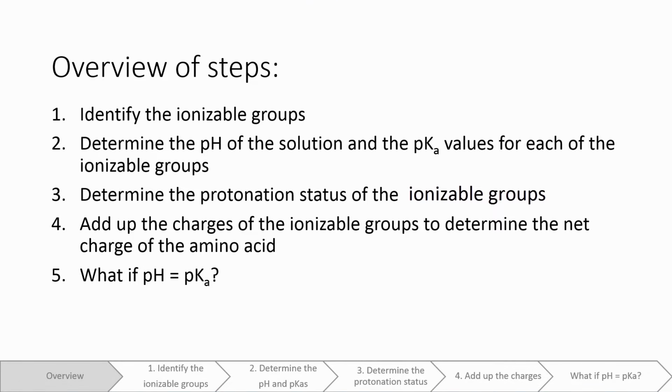1. Identify the ionizable groups. 2. Determine the pH of the solution and the pKa values for each of those ionizable groups. 3. Determine whether each of these ionizable groups will exist predominantly in a protonated or deprotonated state. And 4. Add up the charges of the ionizable groups to determine the net charge of the amino acid. I added a fifth step to make things a little bit more interesting in a slightly more complicated scenario where the pH is equal to the pKa.